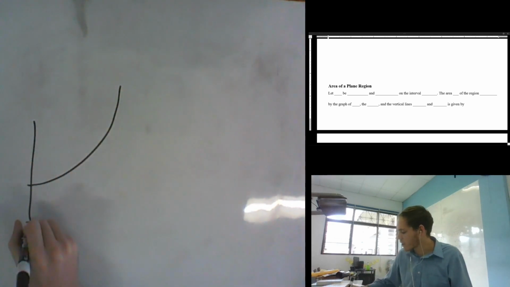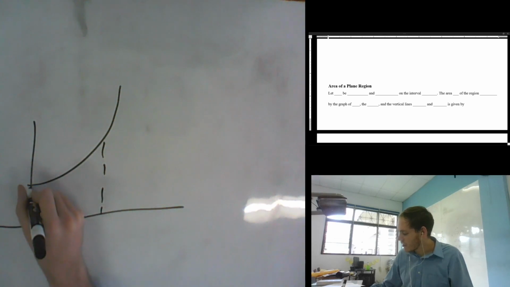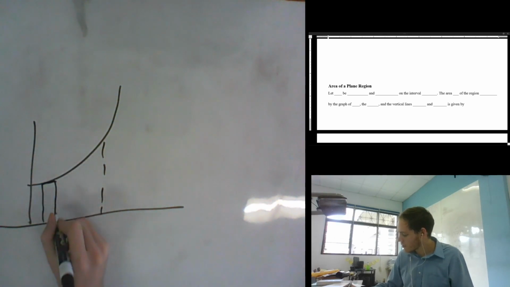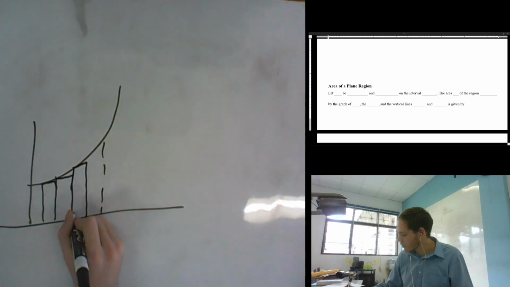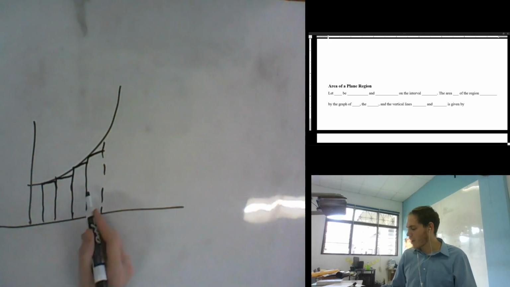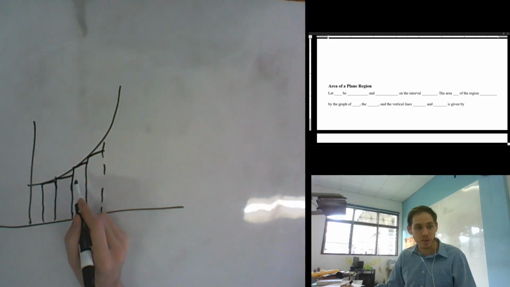It starts with approximating. So let's say we zoomed in, and here's our area. If we started to take squares of equal width, we could approximate. This is pretty close, right? There's some gaps, but it's not terrible.